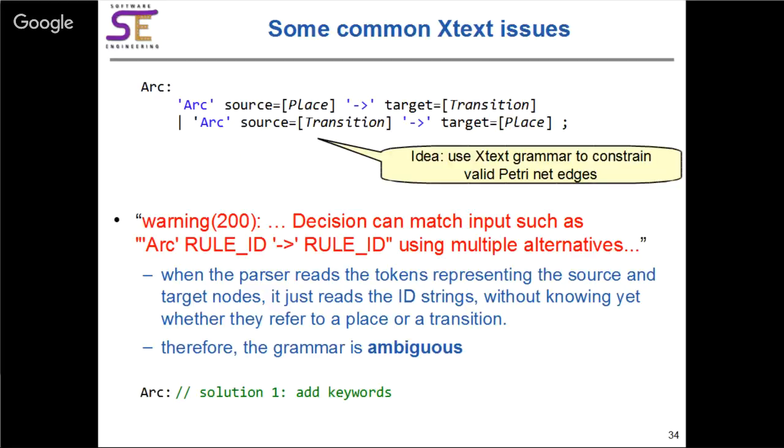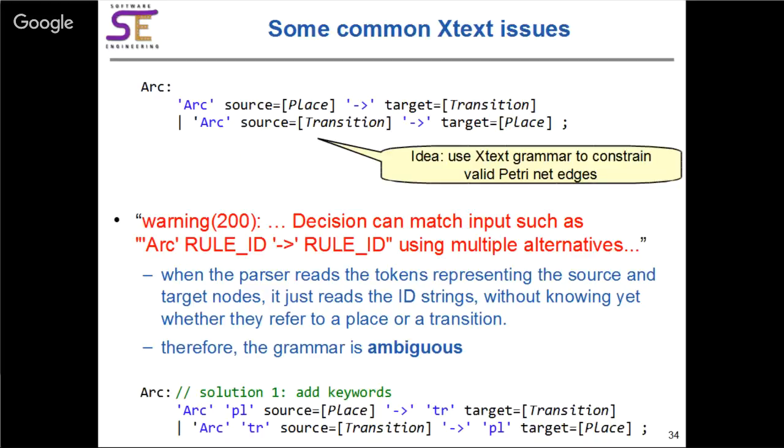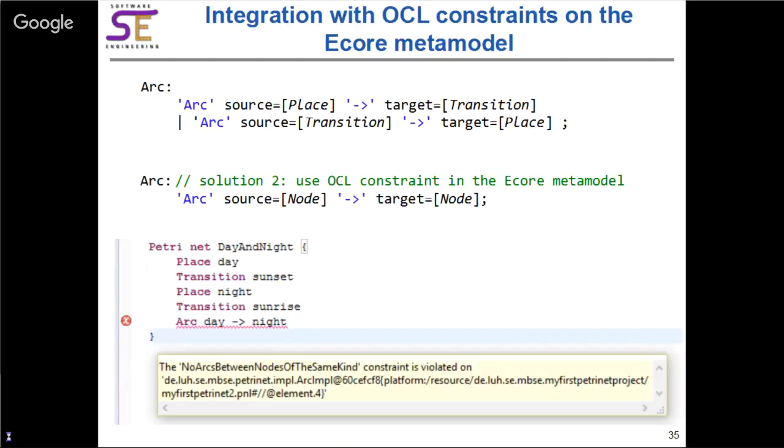Solution one is to add keywords. To say I have something which is either arc, and then I'm saying place to transition by saying PL ID arrow TR ID. So then I know exactly, when I parse the string arc and the string PL, that I have to apply the first alternative of this rule. And if I see arc and then TR, I know that I have to consider the second alternative. That's something we can do.